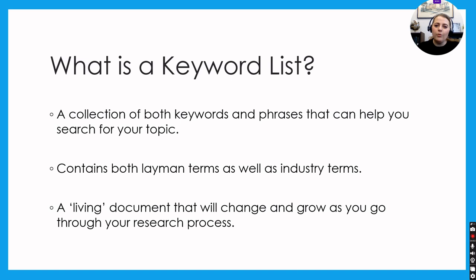So now on to the keywords. So what is a keyword list? A keyword list is a collection of both words and phrases that can help you search for your topic. This can also contain both layman terms, so the general audience terms, as well as industry terms that are very specific to your topic. This is also going to be a living document, so it'll change and grow as you go through your research process. I expect as you create your list for this week that you'll be building upon it as you go through your searches, and that's perfectly fine and is really good if you can.